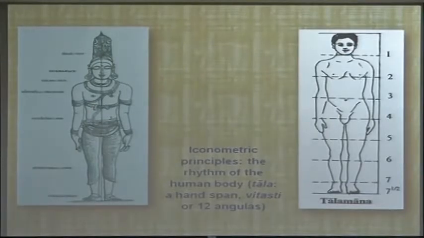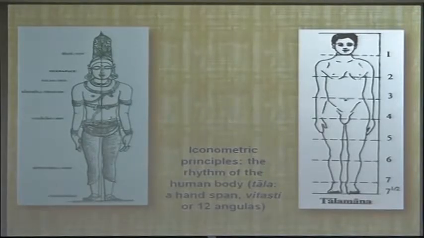And depending on whether you're dealing with a major god, minor god, male, female, it becomes very intricate. You will have various dimensions and proportions dictated. So, for example, here, this is the typical way the body is divided in classical Indian sculpture: 7.5 vitasti. You can multiply by 12 to get the number of angulas, and this represents the whole human body.